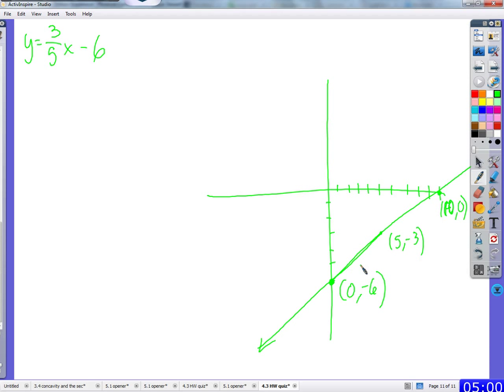He realized that if we move up half of 3, we would have to move over half of 5. The ratio of rise to run will always be the same, no matter what. If we move up 1, then we have to move over 5/3. And if we move up 6, we have to move over 10. The ratio is always the same. So with some simple mental calculations to find 0, negative 6, we follow the slope up to the next point, and we have enough points to draw a line.